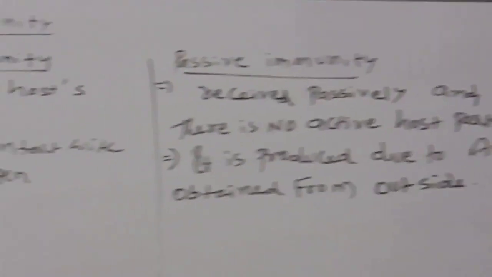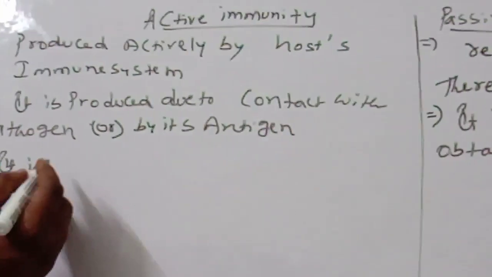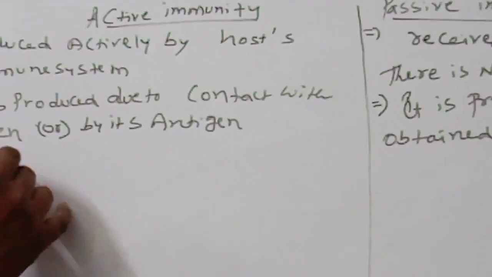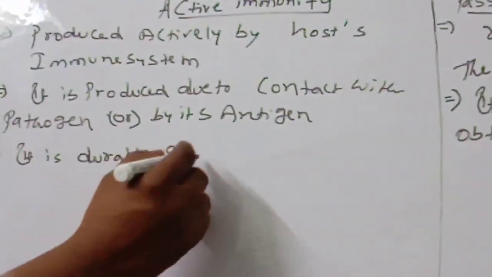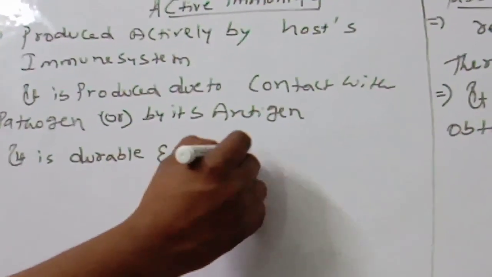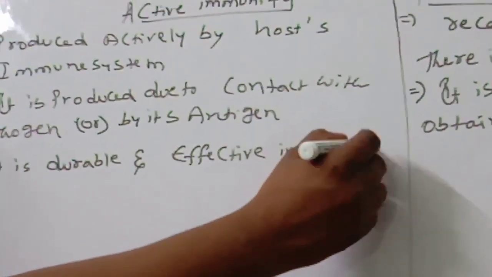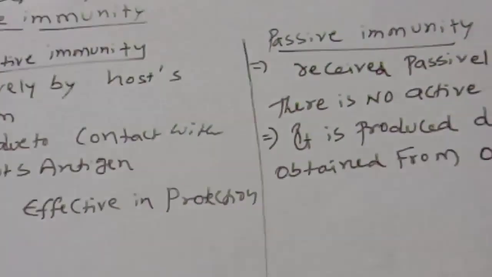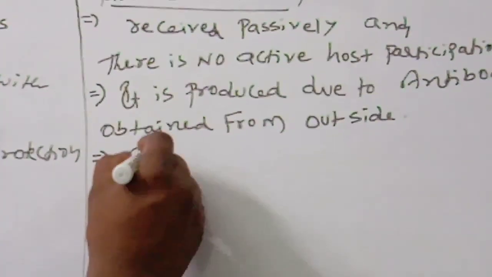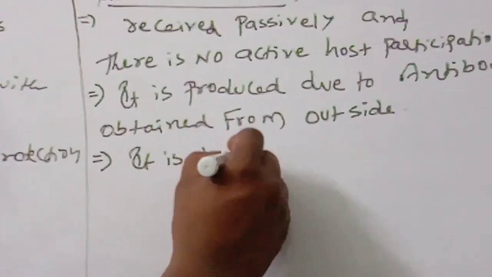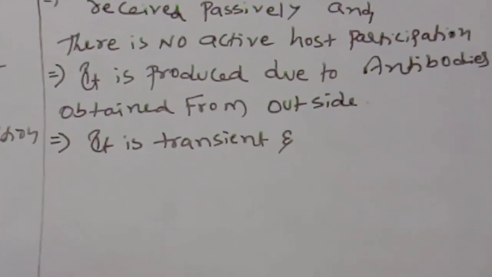Okay, children. Next one, active immunity is durable and effective in protection. Passive immunity is transient and less effective.